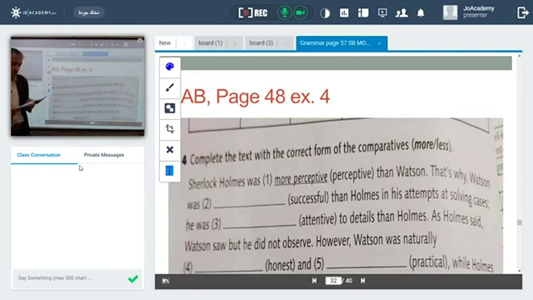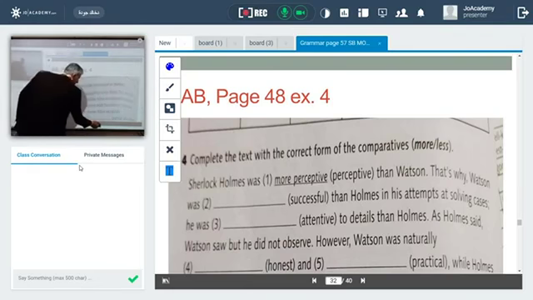Sherlock Holmes was more perceptive than Watson. More perceptive than Watson. That's why Watson was dash successful than Holmes in his attempts at solving cases. So was less successful. He was attentive. Let's see the answers.